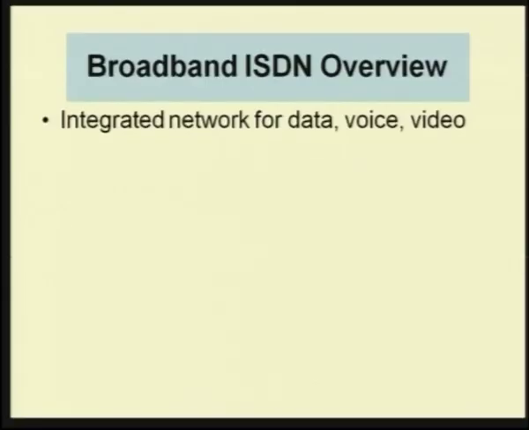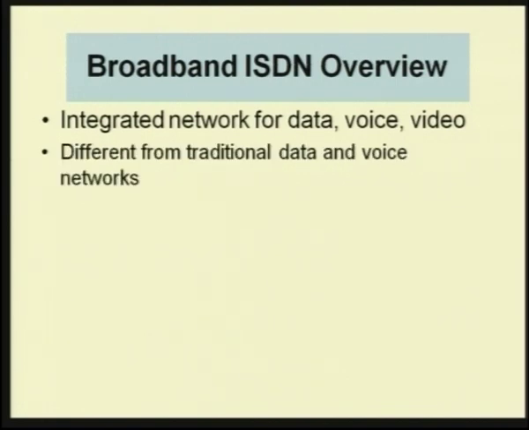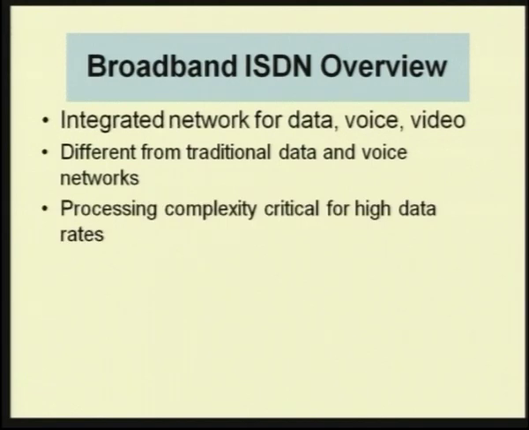If you look at what exactly broadband ISDN tries to provide for you, as we said earlier, it is an integrated network for data, voice and video, which is similar to what ISDN normally does. But it is different from the traditional data and voice networks, because of course, the processing complexity is critical for high data rates. We are looking at a broadband network, which means it also provides much higher data rates compared to the other networks.